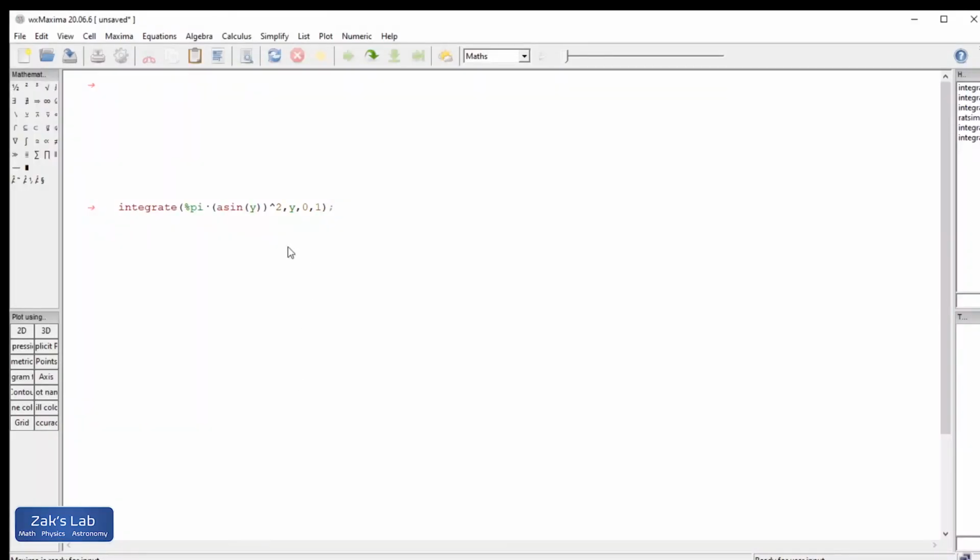In Maxima, the symbol for the inverse sine is asin, that stands for arcsine. So here it is, pi times the square of the arcsine of y as y goes from 0 to 1. And we end up with this nice answer, pi times (pi squared minus 8), all divided by 4.